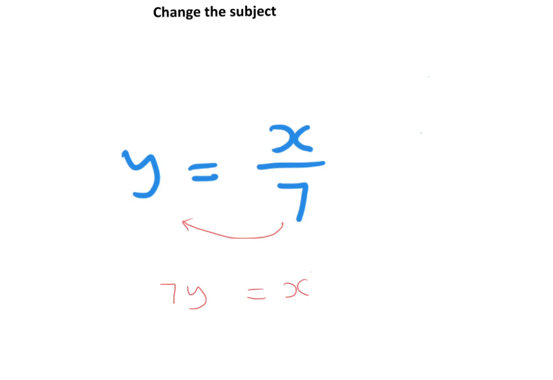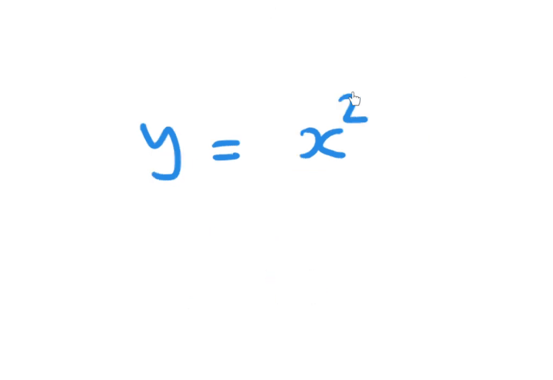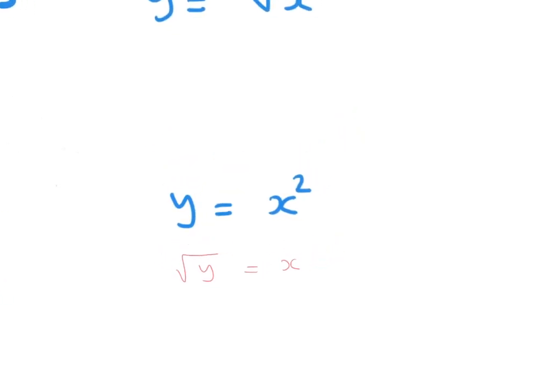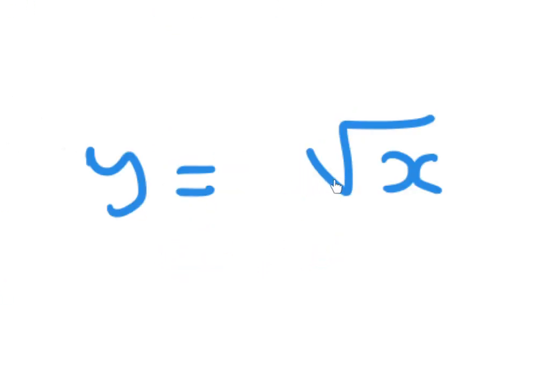So x is now the subject, so x equals 7y squared. How to remove the square? Yes, take the square root of both sides. So now x equals square root y. Yes. Square root x. How to remove the square root? By squaring both sides. If you square both sides, x equals y squared.